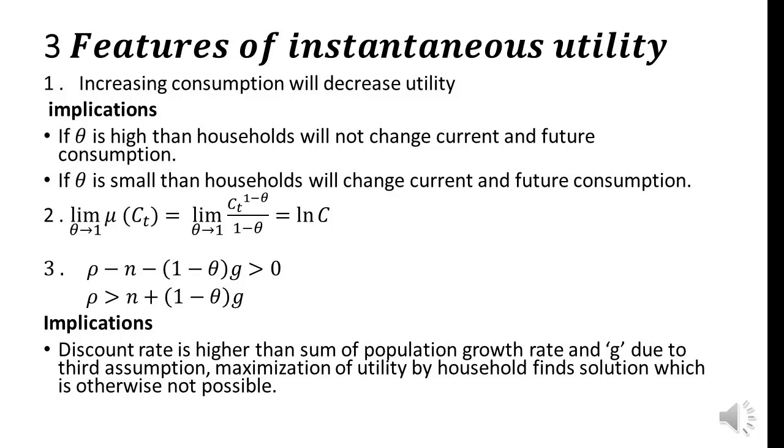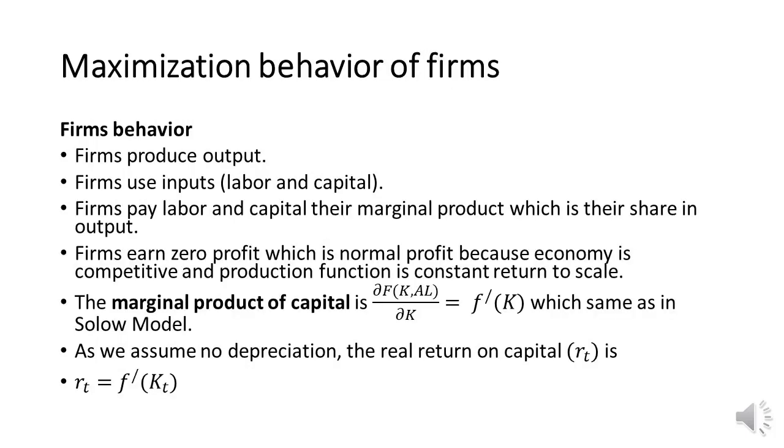And the implication of this assumption is that the discount rate is higher than the sum of the population growth rate and g. Due to this third assumption about the instantaneous utility function, the household maximization of utility finds solutions, and if this assumption does not hold, the household utility maximization problem will not find any solution. Now let's talk about the maximizing behavior of the firms and households.